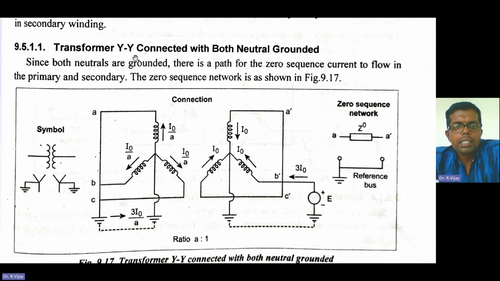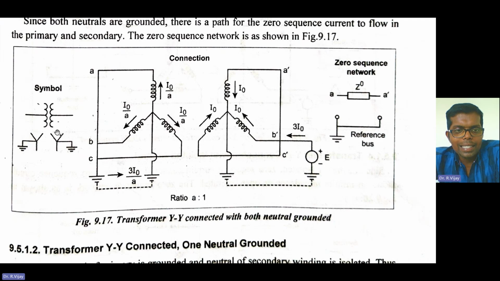Transformer star to star connected with both neutrals grounded. Since both neutrals are grounded, there is a path for the zero sequence current to flow in the primary and secondary. The zero sequence network is as shown in the figure, that is the symbol here, star to star.